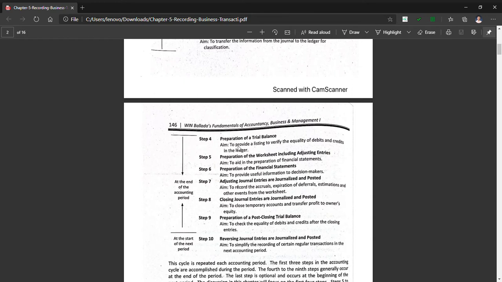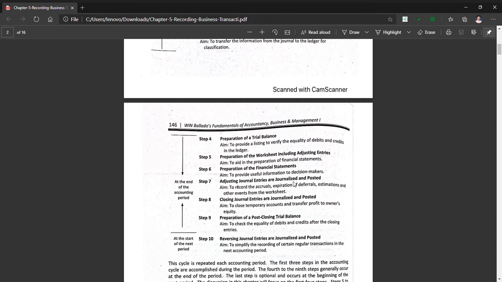Next, step 5, preparation of worksheet including adjusting entries. Okay, this is to prepare or to make it easier for us to prepare financial statements. Next, step 6 is to prepare yung financial statements. Kasi yung mga financial statements, medyo marami-rami sila. You have your balance sheet, you have your income statement, you have your statement of changes in owner's equity, you have your cash flows, okay? You have your notes to financial statements. So those are your financial statements.